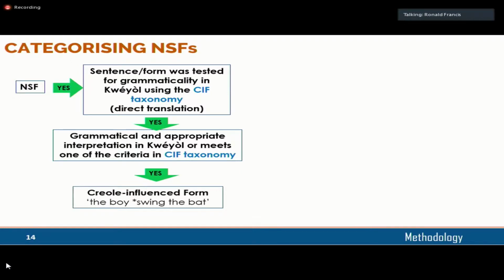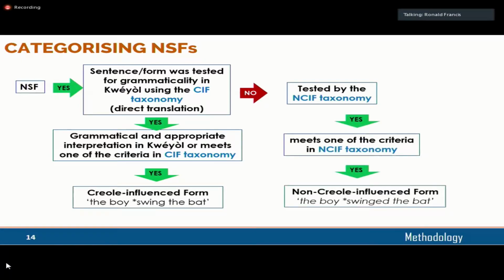So in this case, you have the Creole influence form, the boy swing the bat, because you have a zero marked stative, non-stative verb there. If it does not meet any of these categories, then it is tested by the non-Creole influence form. And if it meets one criterion in that, for example, the boy swinged the bat, where you have the correct English form, but this is simply due to the fact that this is irregular in English and not necessarily Creole influence, then it becomes a non-Creole influence form. I do consider it shared, for example, if you get a form that belongs to both things. And if I cannot determine exactly where it came from, I put it in the non-Creole influence form category, just because I want to be very conservative about what I consider Creole influence in my work.